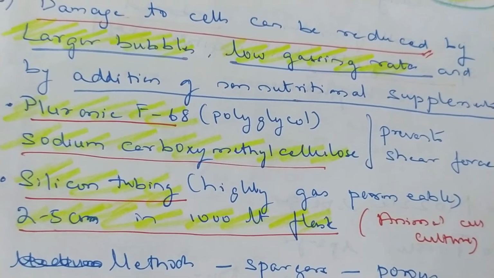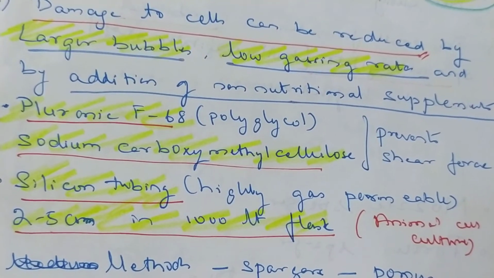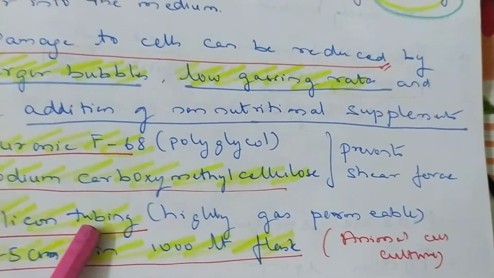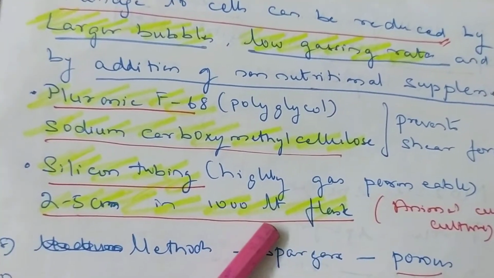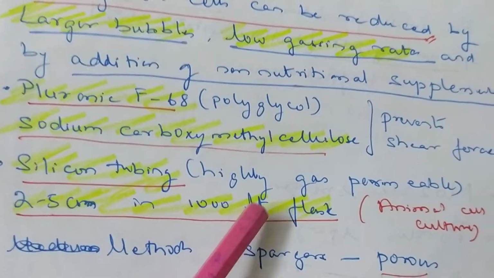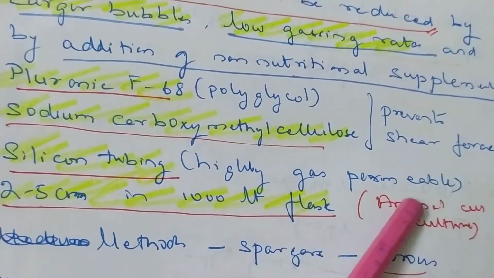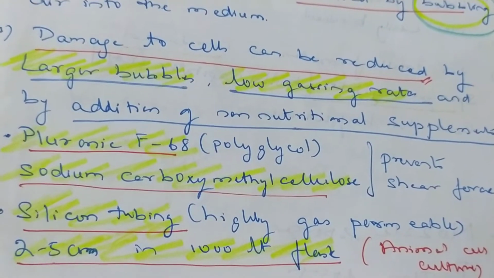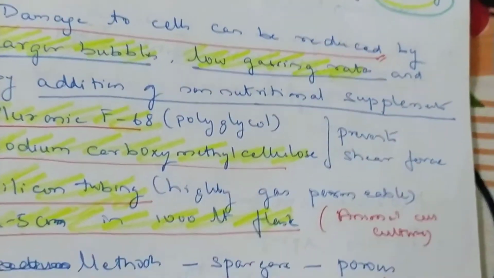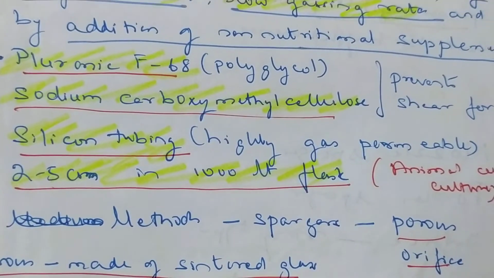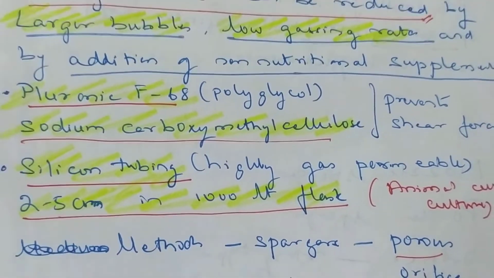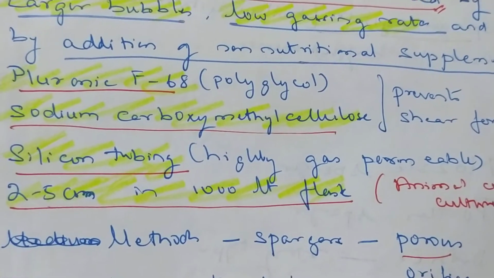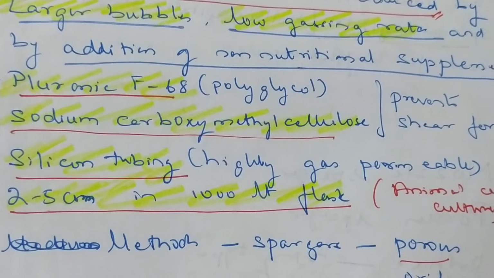Silicon tubing, which is highly gas permeable, is used in certain bioreactors. That's only for animal cell cultivation. We use silicon tubing, highly gas permeable. There they have to give 2 to 5 centimeters in a 1000 liter flask. That's only for animal cell cultivation where pure oxygen should be given. We should not think about other methodologies in that case. No air, it is oxygen. Oxygen bubbles, please make a note. Air bubble and oxygen bubble have a little difference. An air bubble is just gases. An oxygen bubble is only oxygen.